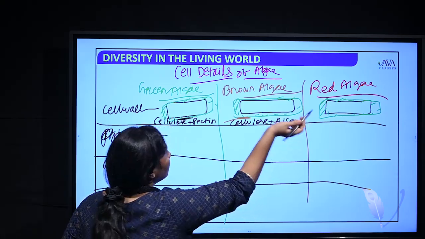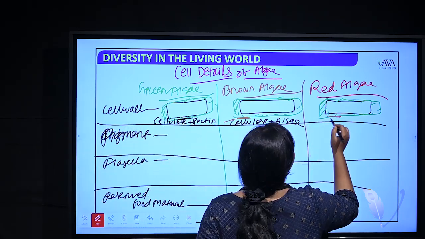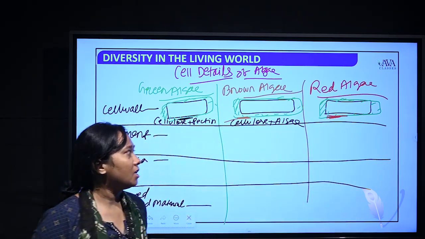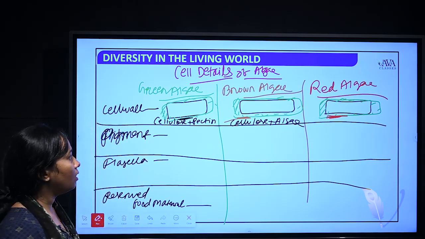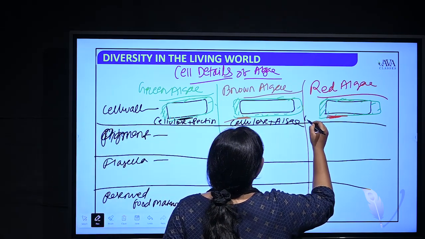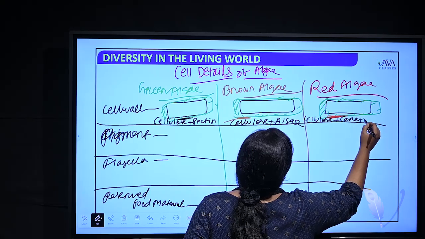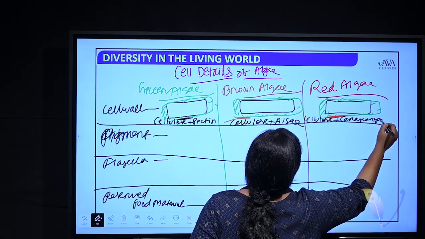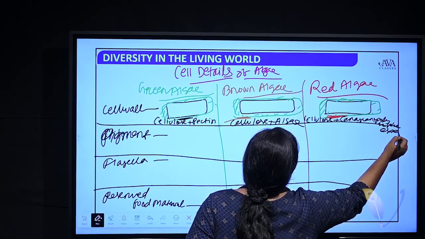In red algae also, apart from the cellulose, you will see another substance, which is carrageenan and polysulfate ester. Cellulose is present plus carrageenan plus polysulfate ester.